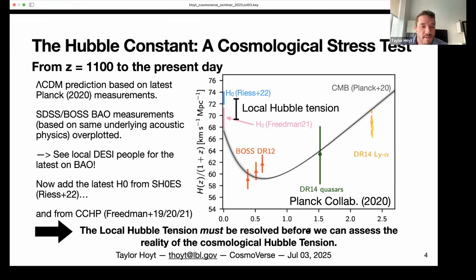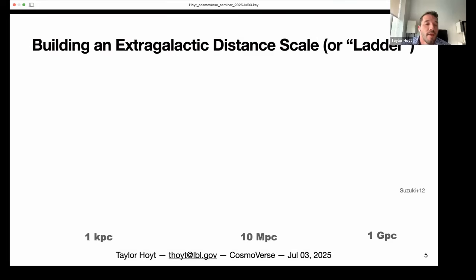Frankly, this local Hubble tension needs to be resolved before we can actually assess the reality of the cosmological Hubble tension. And I just want to point out that these two measurements, though they seem to not disagree that severely, I would say the majority of the uncertainties are correlated between the two because they share the same geometric anchors and the same supernovae. So it's at least the same calibrator supernovae which dominate the uncertainty budget. So the disagreement is more significant than the H0 error bars would seem to indicate.